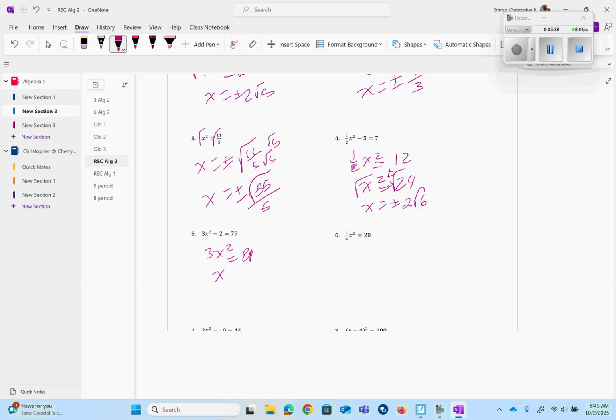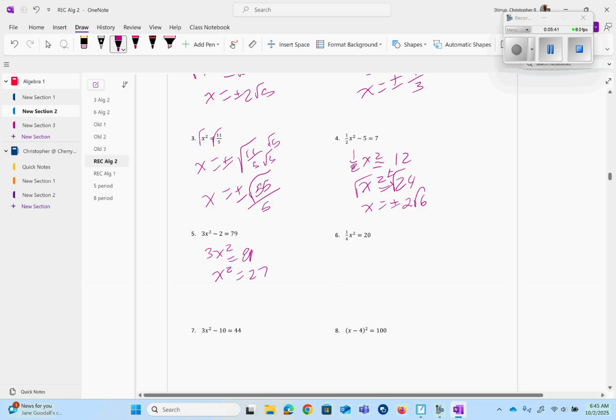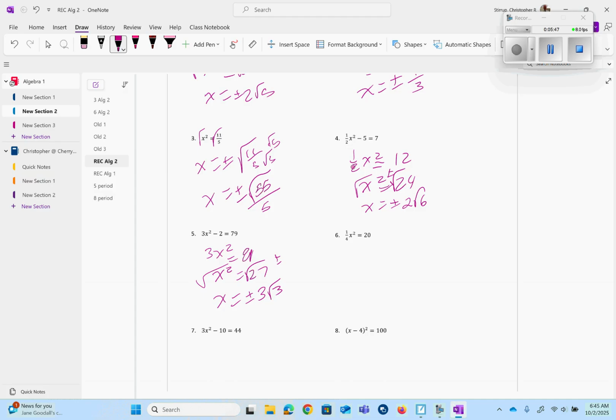Divide each side by 3. Take the square root. Don't forget the plus minus. 27 is going to break down to 9 times 3, which is going to give me 3 root 3. On number 6, let's multiply both sides by 4 first.